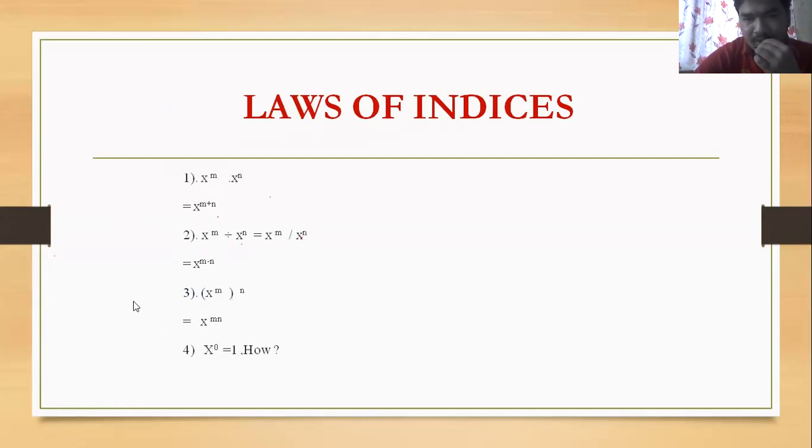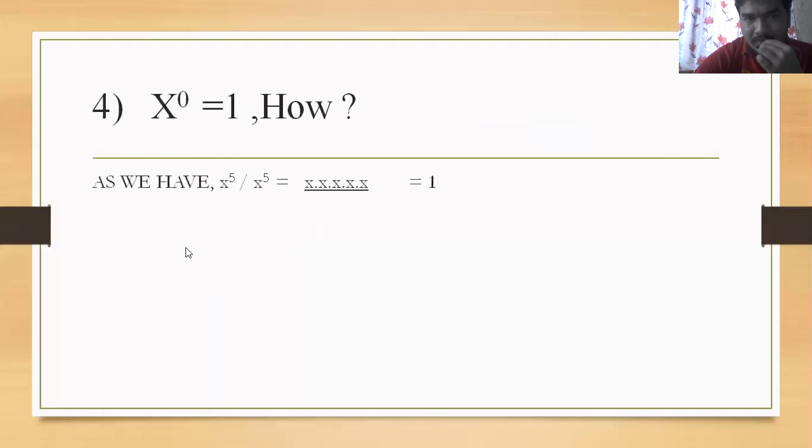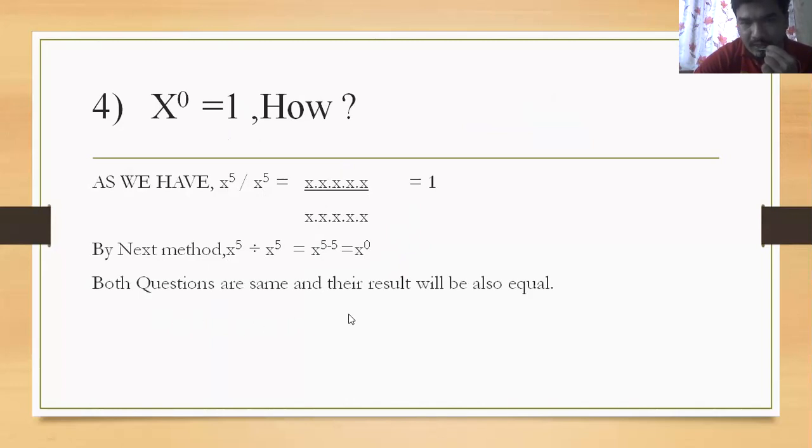And how it comes, I have told you before also, and I want to repeat today also. X power 0 means 1. As I told you, x to the power 5 divided by x to the power 5 means this, we used to do like this, cancelling, and its answer will be 1. And now by following the rule of these laws of indices, we have to subtract the power. Then x power 0, it means what? Questions are same, then answers should also be same. That's why x power 0 equals 1.